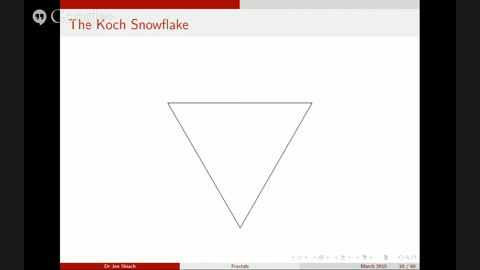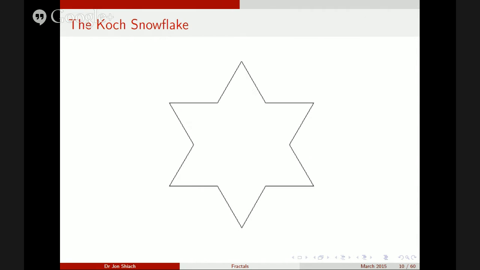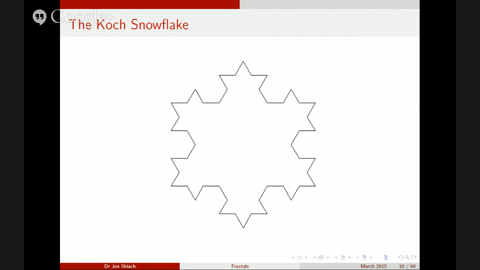So that's a stage 1 inverted triangle. Oh, sorry, stage 0. Stage 1. So we've replaced the middle third with our equilateral triangles and just removed the bottom edge of each triangle. Now for each of these edges, we do the same thing. For each of those edges, you can see I've replaced those with a triangle.